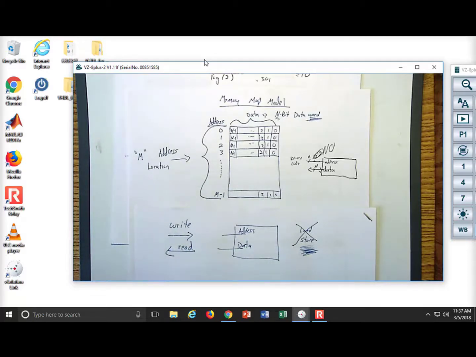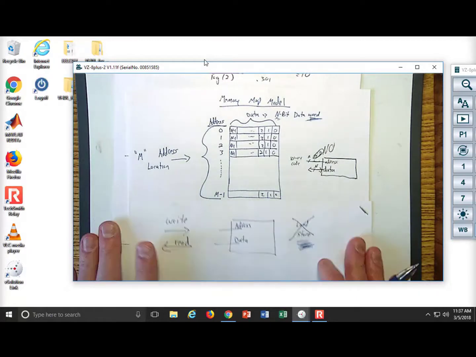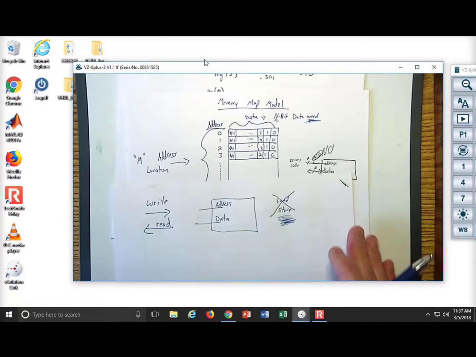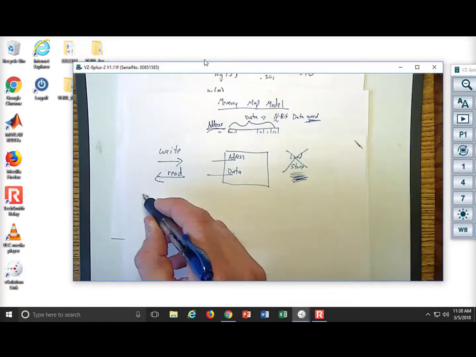When we read and write from memory, we always do it at the n-bit word level. So I'm going to write 8 bits to memory. I'm going to read 8 bits from memory. I'm going to write 64 bits to memory, etc., etc. Okay. Now let's define just a couple other terms.